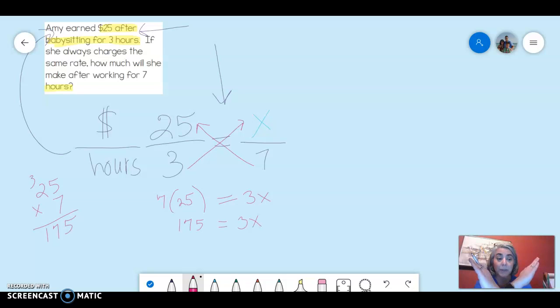It's not only cross multiply, it's cross multiply and divide. So you have to know what number to divide by. What we're trying to do is isolate this variable, and this variable is right here. So that x is what I'm trying to isolate, or get all by itself.